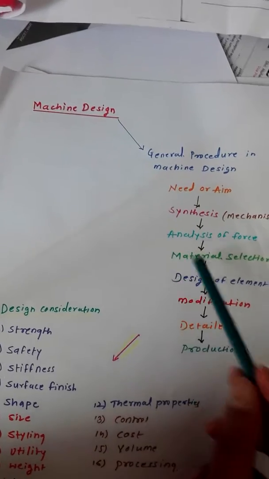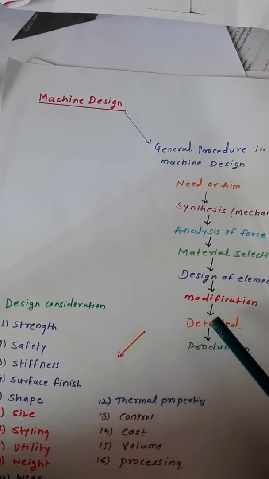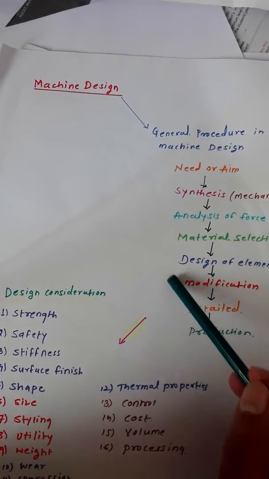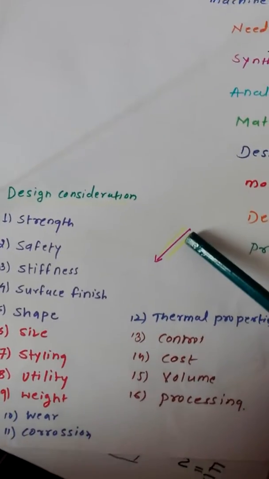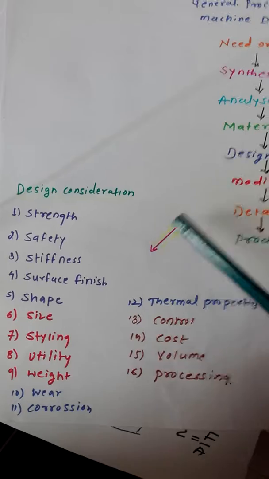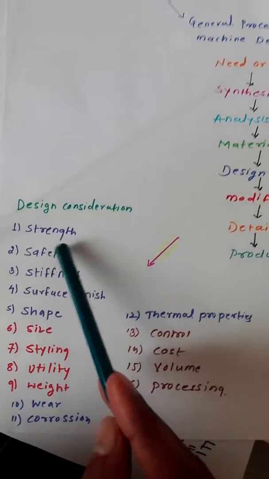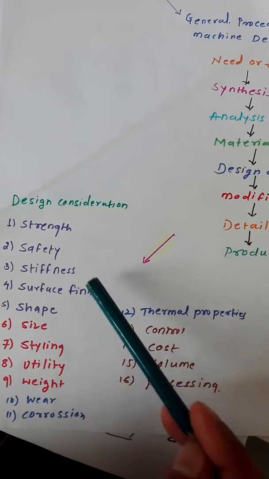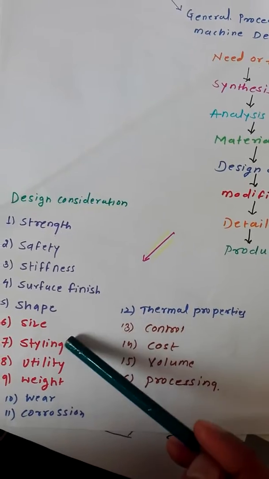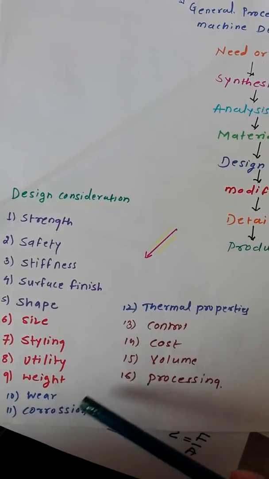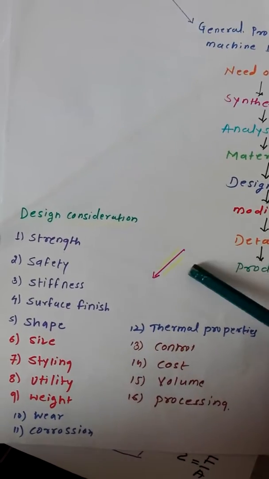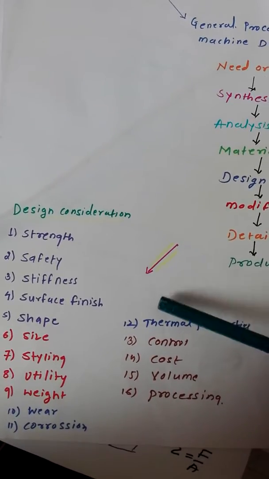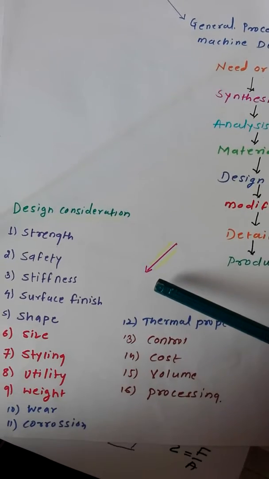Then while designing, there are so many basic considerations that we have to follow throughout the design. So let us study what those basic considerations in the design are. Such as strength, safety, stiffness, surface finish, shape, size, styling, utility, weight, wear, corrosion resistance, thermal conductivity. These are all things we need to consider while designing, because every point affects the design.